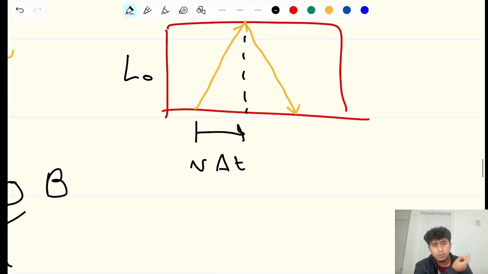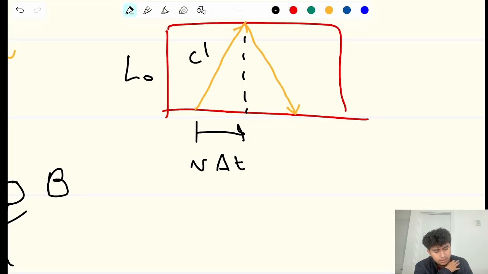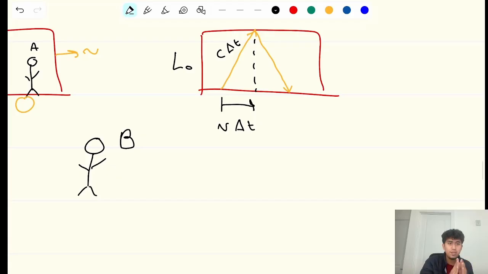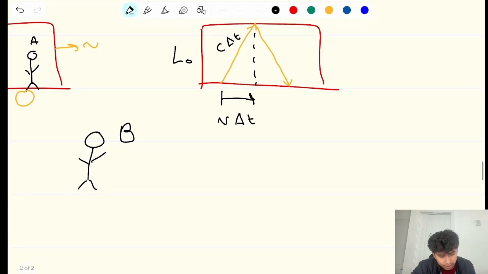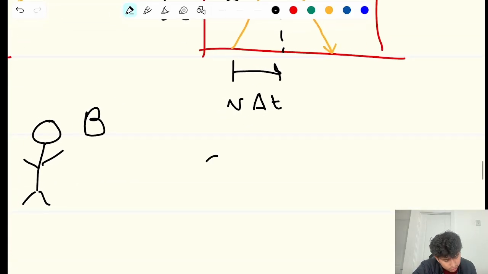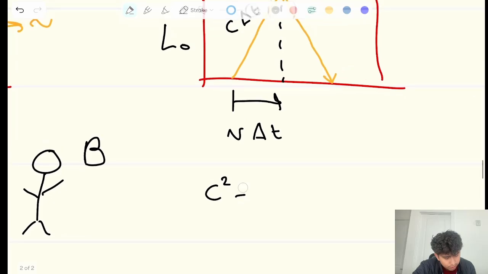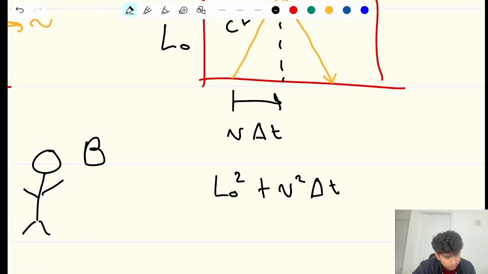Cool. Okay, so then we can do the Pythagorean theorem here. We know that a pulse of light has to travel at the speed of light times some time interval, and this is going to be the same time interval that the train is going to move in this first part of the triangle. So we get L naught squared plus v squared delta t squared equals c squared delta t squared.